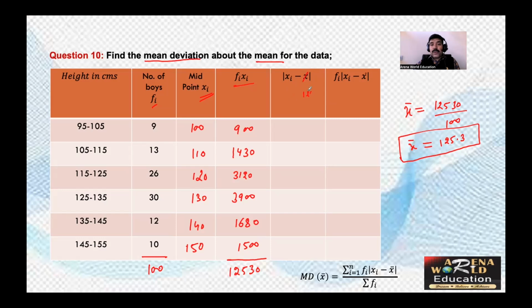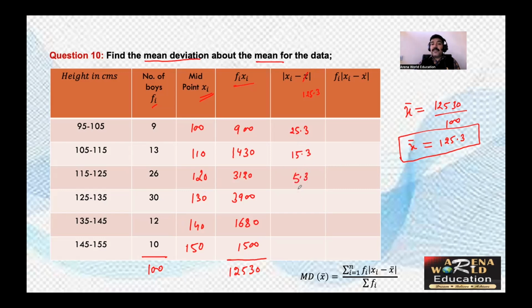So now what we will do, we will find xi minus x bar. X bar is 125.3 and then we will take its absolute value, right? So look at the first one, 100 minus 125.3. So it is minus 25.3, but we are finding the absolute value. We will simply write 25.3, right? Similarly, 110 minus 125.3. So this will be positive 15.3, not minus 15.3, because here we are writing its absolute value.